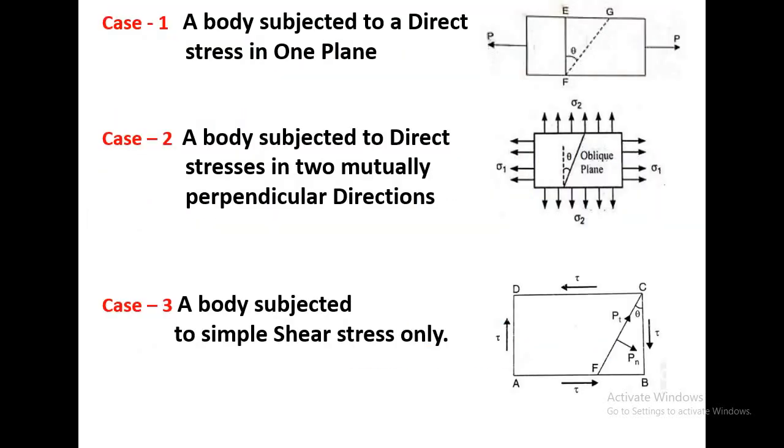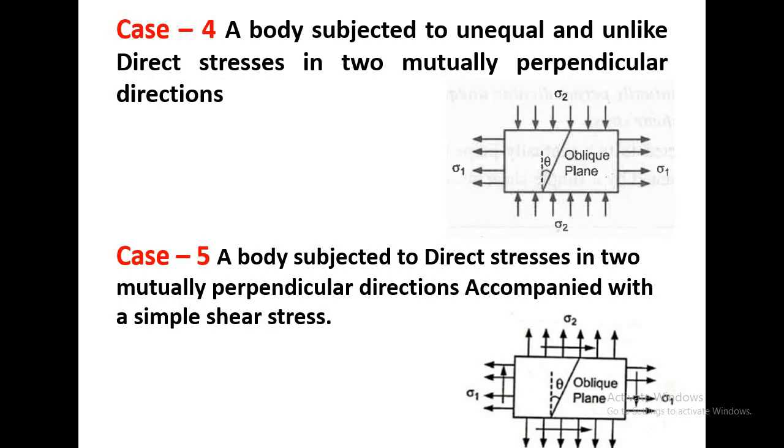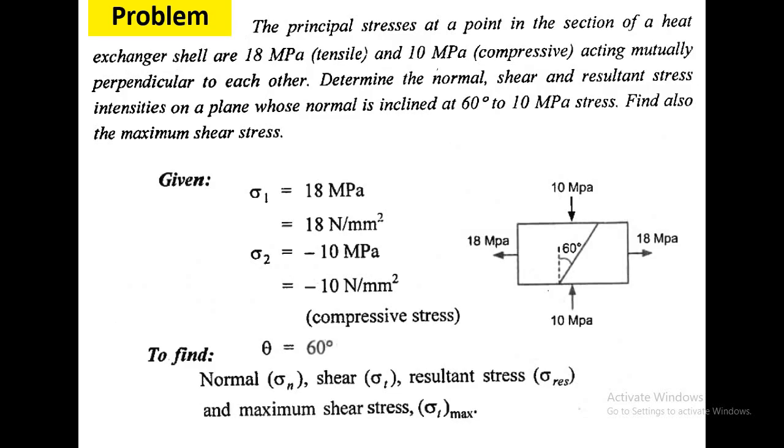And these are all the cases we are going to solve. Case 1 is a body subjected to direct stress in one plane, and case 2, a body subjected to direct stress in mutually perpendicular directions. Case 3, a body subjected to simple shear stress only. Case 4, a body subjected to unequal and unlike direct stresses in two mutually perpendicular directions. And case 5, a body subjected to direct stresses in two mutually perpendicular directions accompanied with simple shear stress. Now we are going to see one example for these cases.